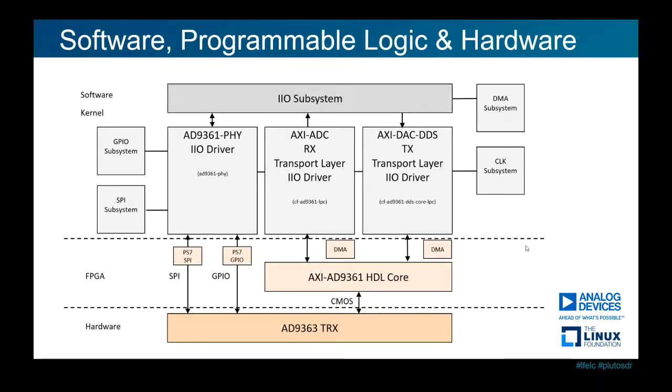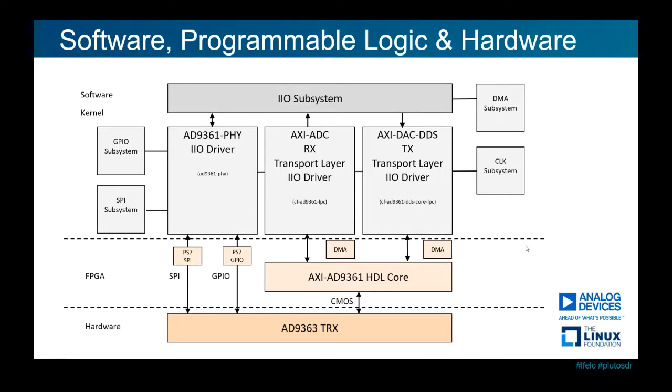On this slide, you see a top-level block diagram of the system, simplified, of course. On the very bottom, you see the 809361 RF transceiver, which is connected via some SPI interface, some GPIOs for control, and a high-speed CMOS interface with the FPGA. Inside the FPGA, we have several HDL cores. There are some hard macro cores for SPI and GPIO, but very important here is the AXE 809361 transport layer core.